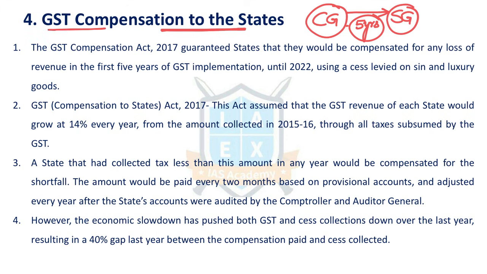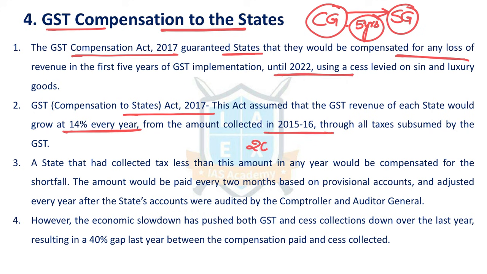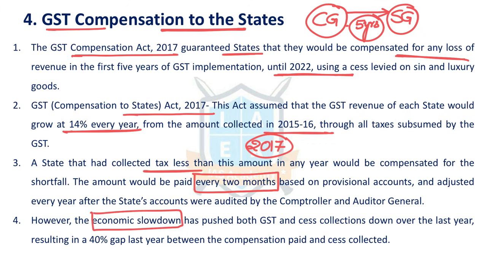Now, what is GST compensation? The GST Compensation Act 2017 guaranteed to the states that any loss of income to the states will be compensated until 2022. This Act assumed a 14% increment every year as compared to 2015-16, because GST was implemented from 2017. Any shortfall in this will be compensated for that month. This money will be paid once every 2 months to the accounts of the states. However, because of the economic slowdown, the government was not paying. There was a 40% gap last year between the compensation due and the cess collected.